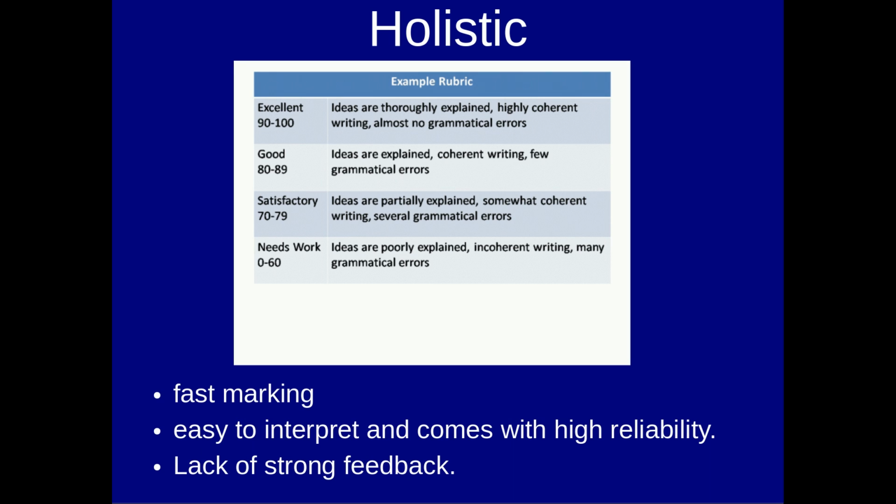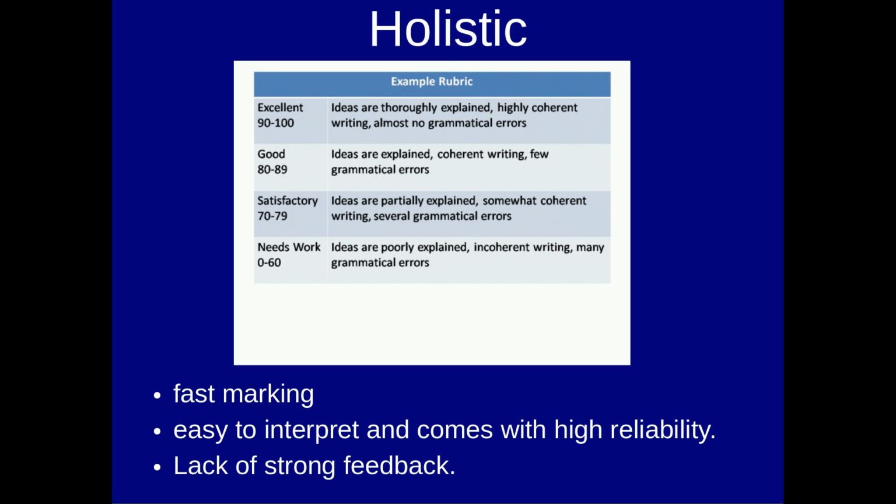Now, one of the primary benefits of holistic marking or holistic rubrics is fast marking. You are able to quickly assess large amounts of students' essays and students' writing in a short amount of time, because it doesn't take a lot of effort to complete the rubric and to give an idea of how the student is doing.